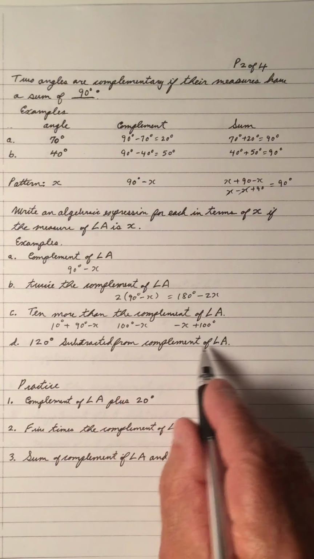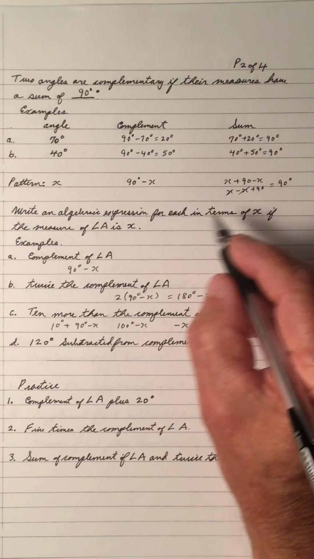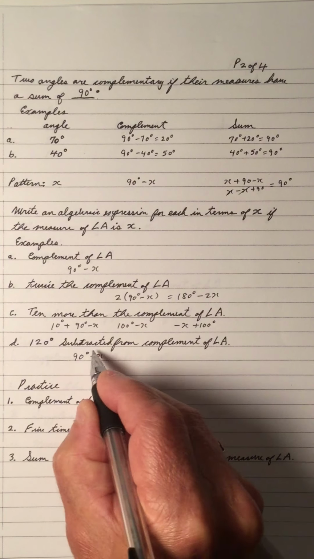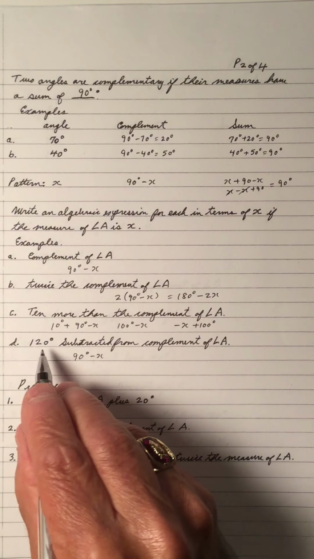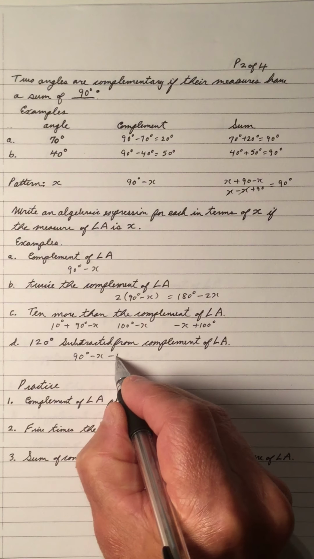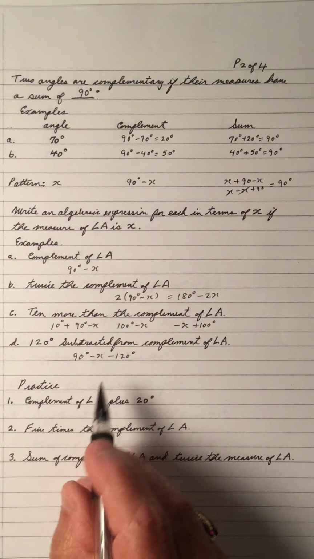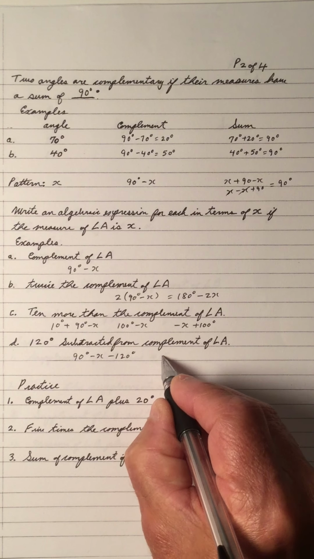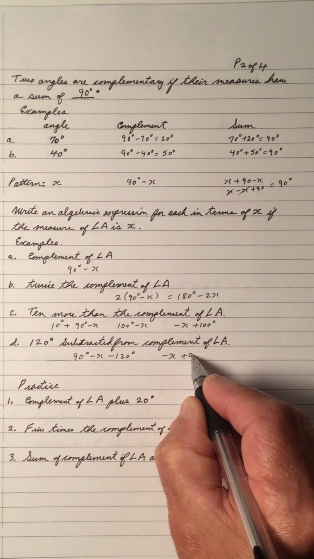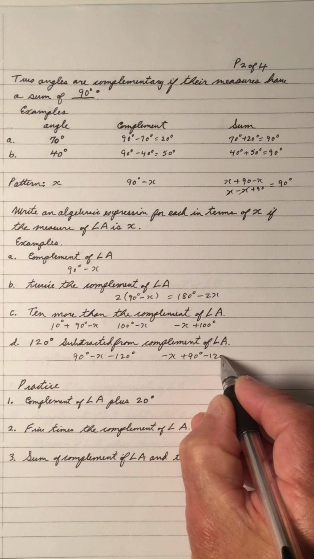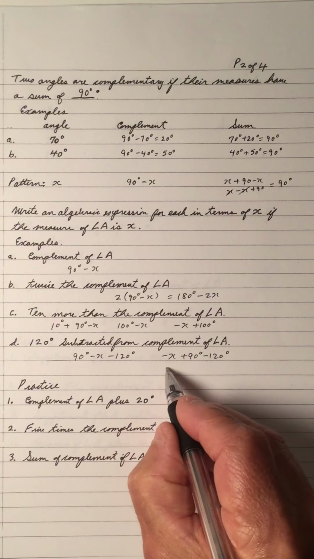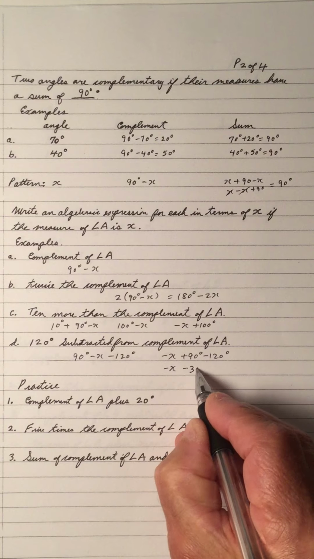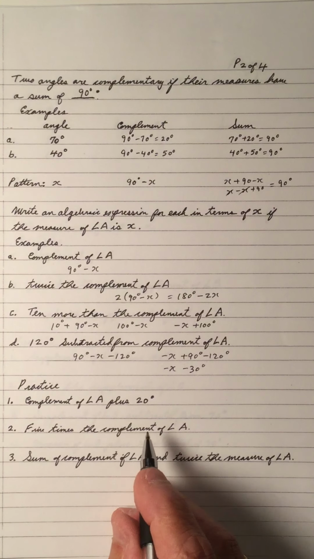120 subtracted from the complement of A. Angle A is x, so its complement is 90 minus x. Subtracted from means you've got to reverse it, so that's a subtraction sign on the 120. And we work that out. We get negative x plus 90 minus 120. The x goes first, variables go before the constants, and that's a negative 30. So it's negative x minus 30 degrees.